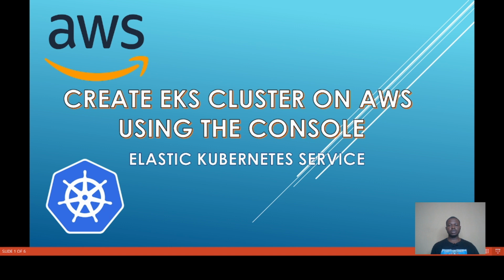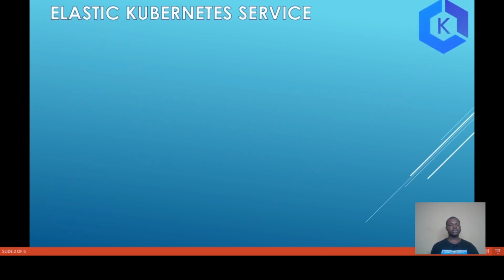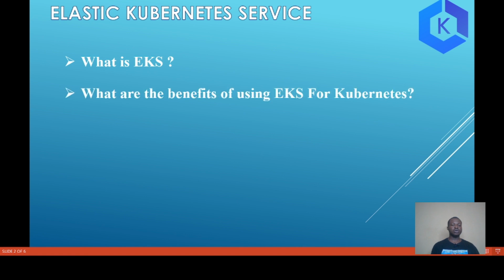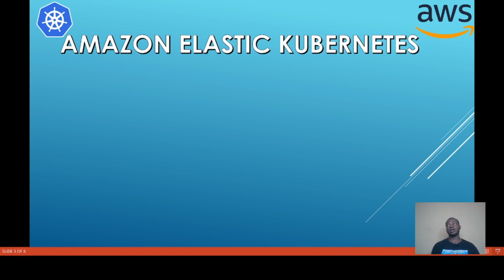Welcome today. I will be creating AWS EKS on my console, and this is what we're doing today. EKS is the Elastic Kubernetes Service. And what we're going to be talking about is what is EKS, what is the benefit of using EKS for Kubernetes, and then how we'll create Amazon Elastic Kubernetes.